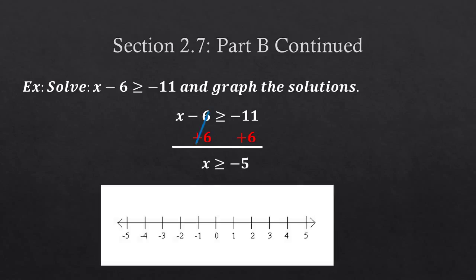Now let's graph that. Find -5, which is on the left hand side of 0. It's going to be a closed circle because of the inequality sign that's being used. The arrow is pointing to the right, so draw the arrow to the right.